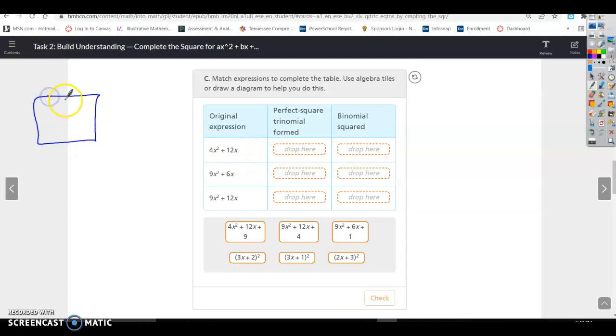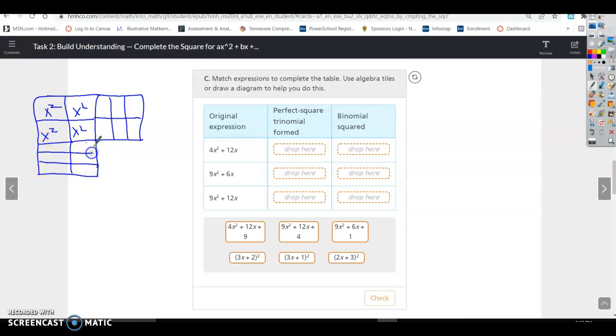Let's draw this. I'm going to make my 4 x squared tiles, so let's call this x squared, x squared. So there's my 4x squared tiles, and then I need 12 x's. I need 12, so that means I need 6 on each side. So there's 6 on that side, and here's 6 on this side.